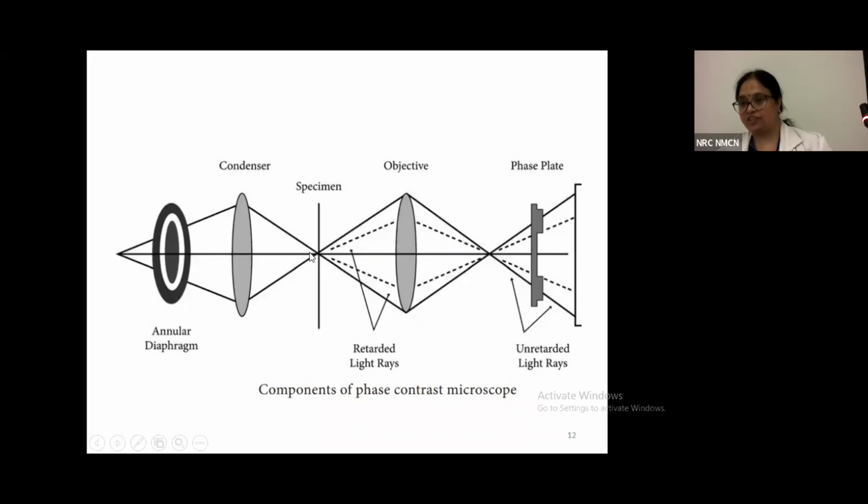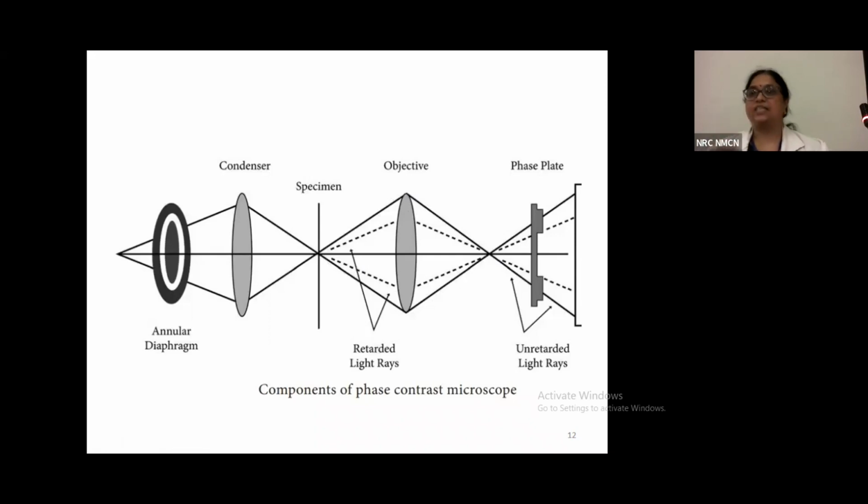When the light passes through the specimen, two types of rays are generated. One is the retarded rays, which is shown in the dotted line, and the other is the unretarded rays, which pass through the object but do not pass through the objective, and then these form an image.